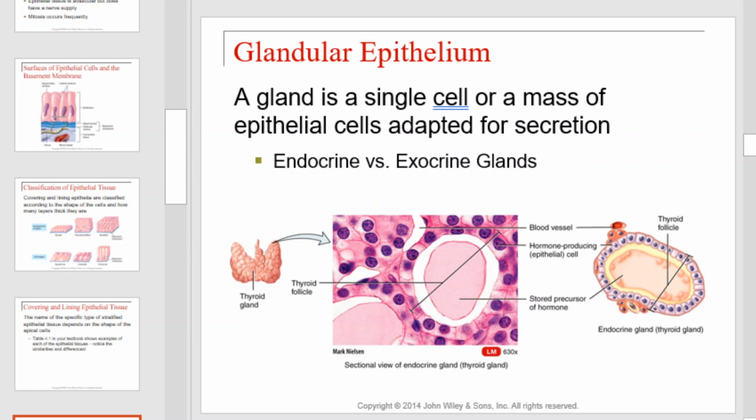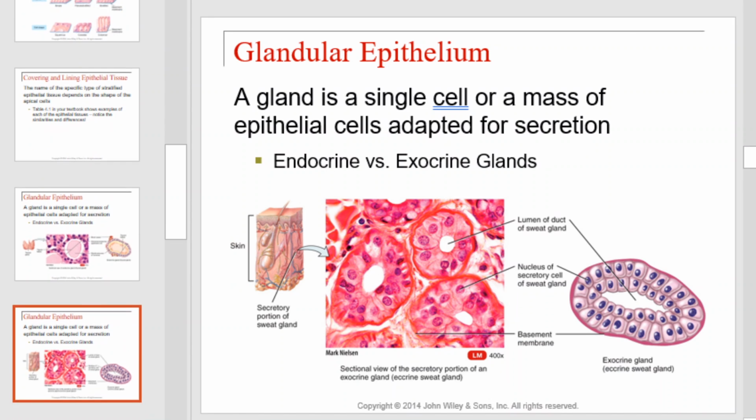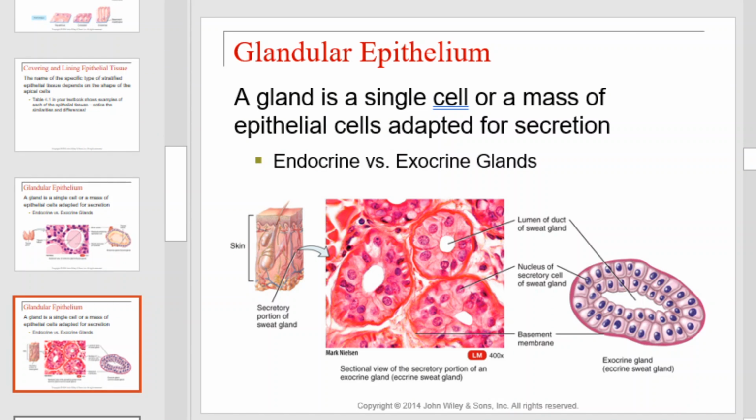Glandular epithelium. A gland is a single cell or a mass of epithelial cells adapted for secretion. Remember from a previous video that there are two types of glands in the body, endocrine and exocrine. Endocrine glands are those that secrete directly into the bloodstream, while exocrine glands secrete through a duct. Here we have an illustration of an endocrine gland in the thyroid. And this is an illustration of a sweat gland.